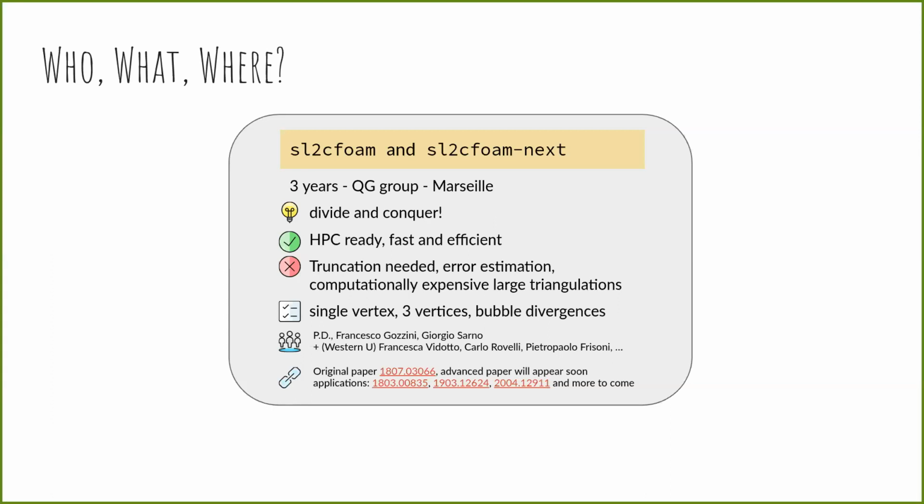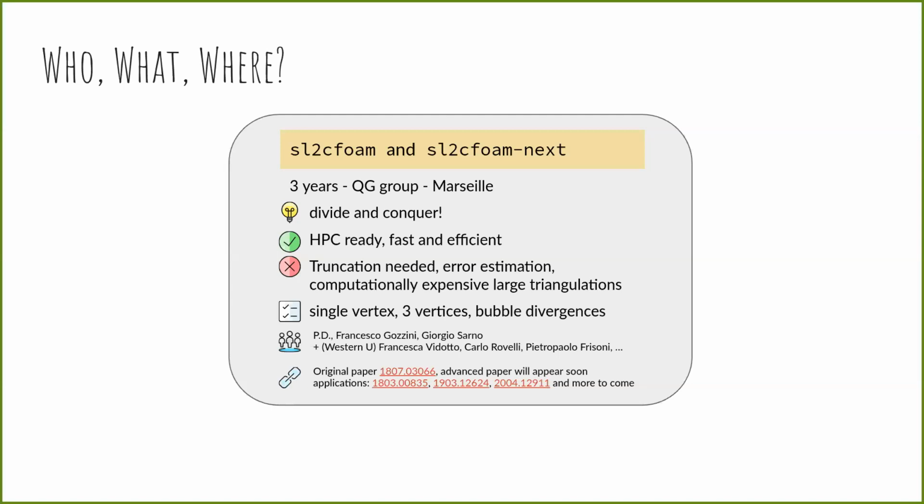And since a truncation is needed, we need to estimate the error that we make doing this truncation. Unfortunately, for the moment, the only way we have to estimate the error is empirically. We should find a better way to do it. And the code tends to be computationally quite expensive for large triangulations. There are already some preliminary results on single vertex computation, free vertices, and bubble divergences.